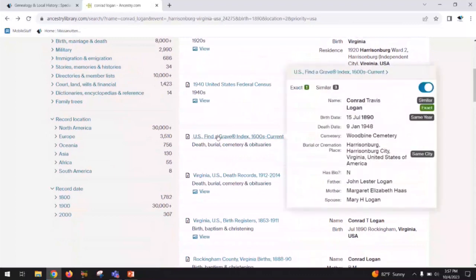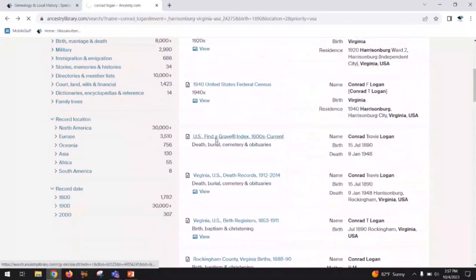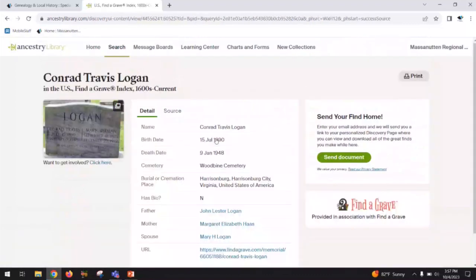The next record we're going to look at is this Find a Grave Index. So this is actually from the Find a Grave website, but Ancestry has taken all of that and put it onto its platform so you can just search all in one place. According to his gravestone, he died on January 9th, 1948. He's buried at Woodbine Cemetery, which is just up the street from Central Branch Library here.